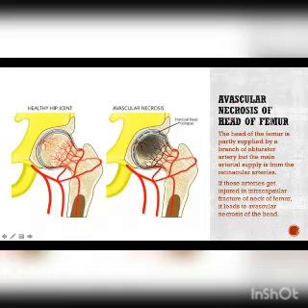Avascular necrosis of the head of the femur. The head of the femur is supplied by two arteries. One is a branch of the obturator artery, but the main arterial supply is from the retinacular arteries. If these arteries get blocked or injured in intracapsular fracture of neck of femur, this leads to the avascular necrosis of the head of the femur, as you can see in this picture.